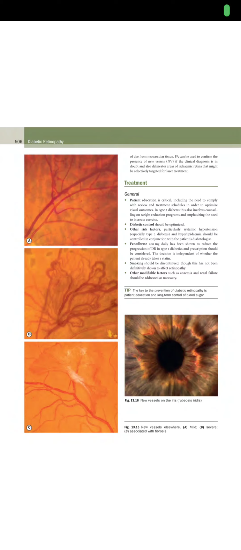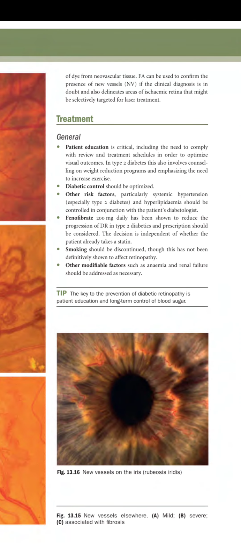Welcome to the Kanski lecture series, and it is going to be the retinal vascular diseases part 3. And in this part we are going to discuss the treatment of diabetic retinopathy. So first, there is the general treatment of the patient.